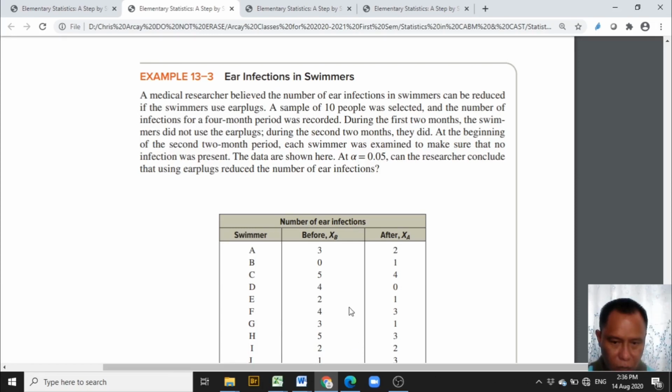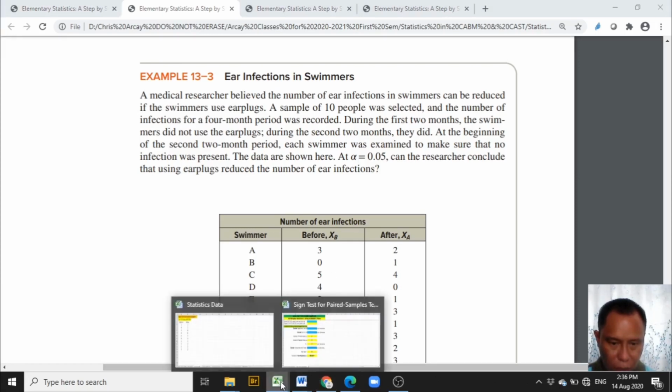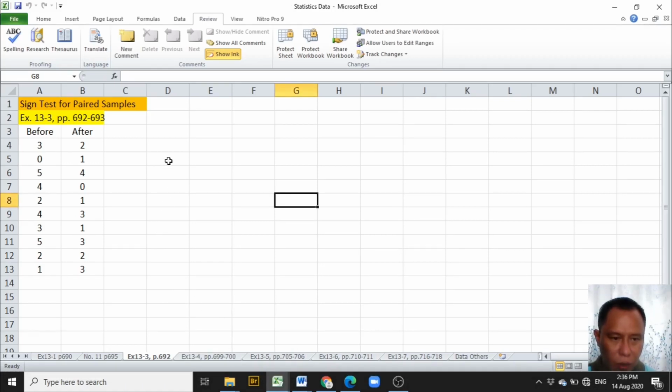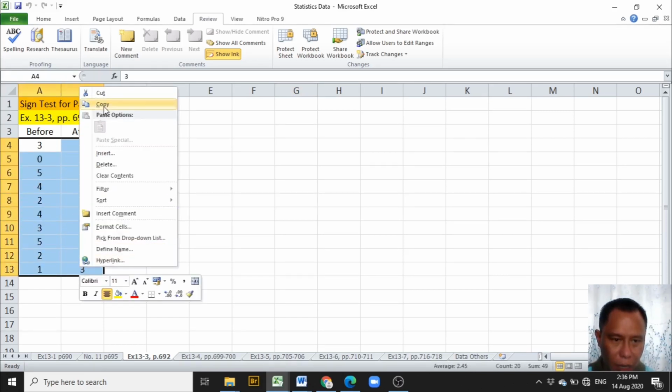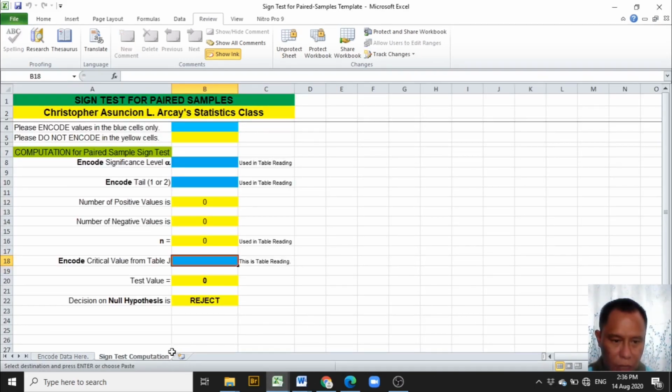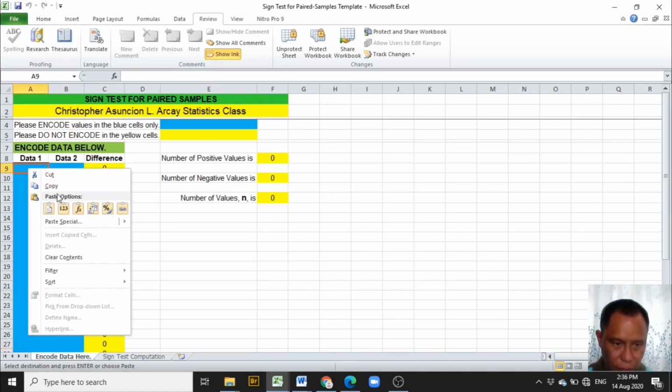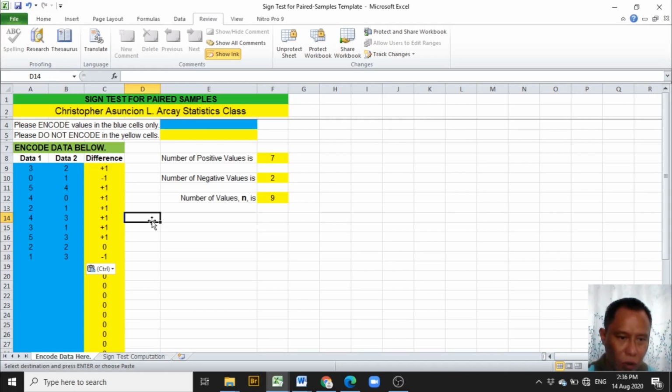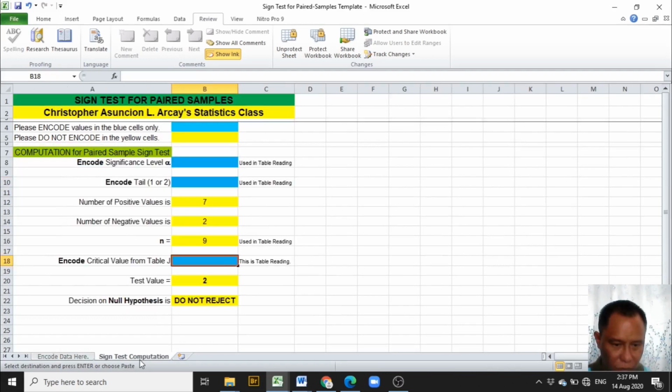So, going back to the problem, we will be encoding the data, the two pairs of values, in the Excel template. I have encoded my data here previously, so what I'm going to do is just highlight, copy, and paste it to our Excel template. After pasting the data in the Excel template, we have the entries. The number of positive values is 7. The number of negative values is 2. And the number of values n is 9, which is just the sum of 7 and 2. But this will be used for the sign test computation worksheet.